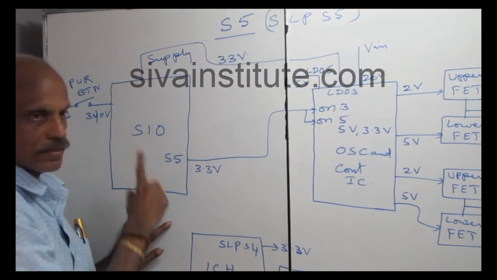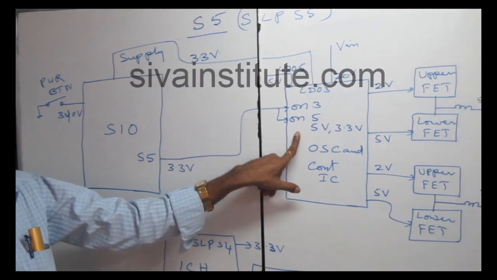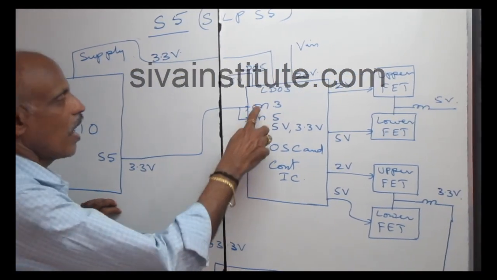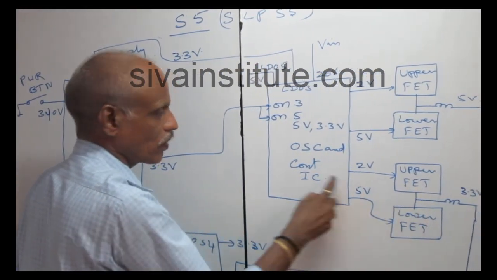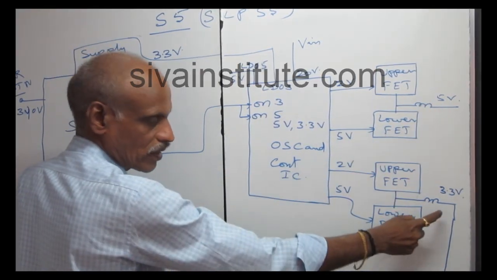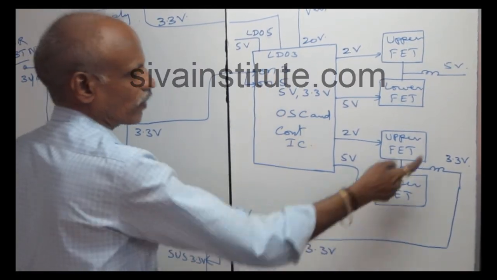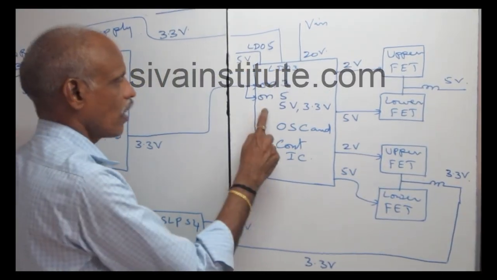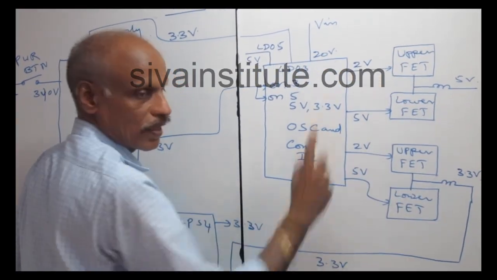After this it will start. When you press the power button, S5 3.3 volts comes to this IC. This voltage goes to ON3 and ON5. ON3 means 3.3 volts on, ON5 means 5 volts on. This is the 5 volts regulator. This is the 3.3 volts regulator. This ON3 is for this regulator, this ON5 is for this regulator.